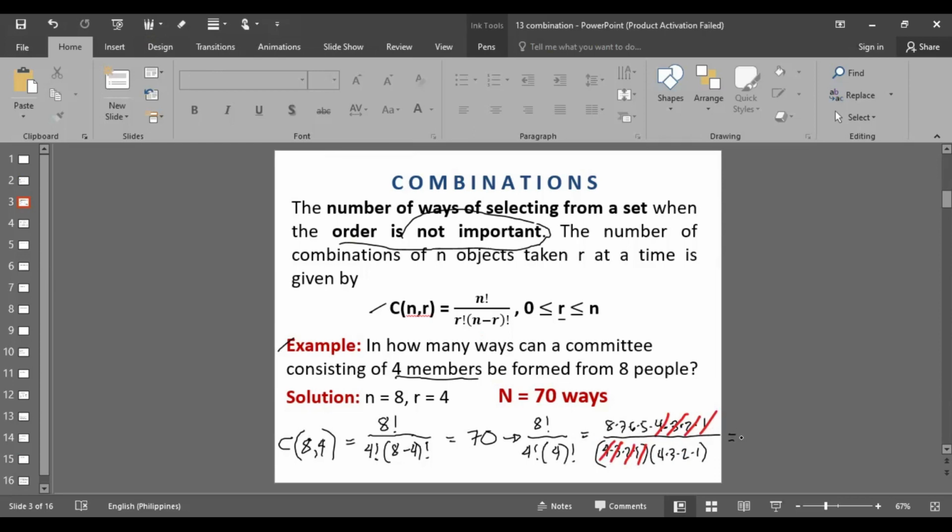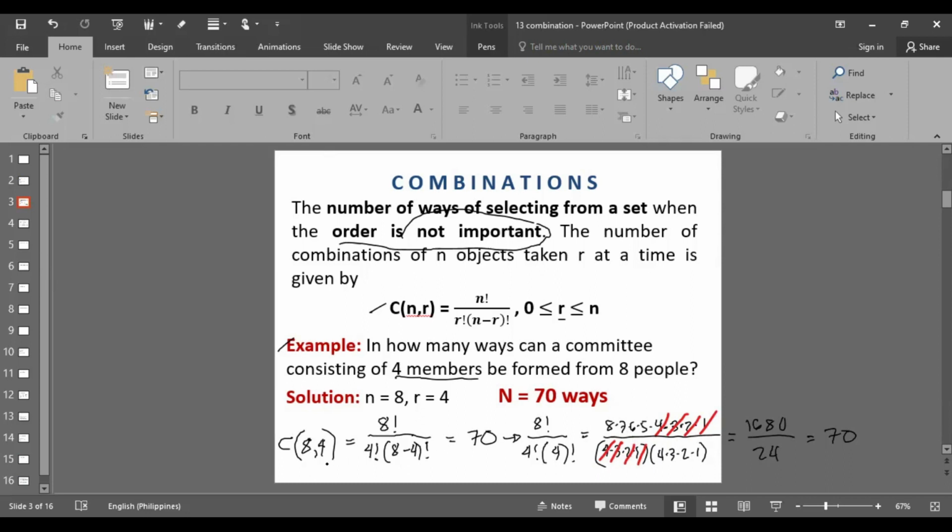8 times 7 times 6 times 5 is 1,680 over, in the denominator we have 4 times 3 times 2 times 1, it's 24, then get the quotient of it, 1,680 divided by 24, it's 70. So this is how you compute for this in a step-by-step procedure.